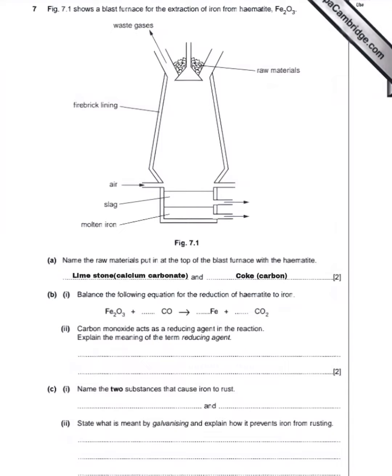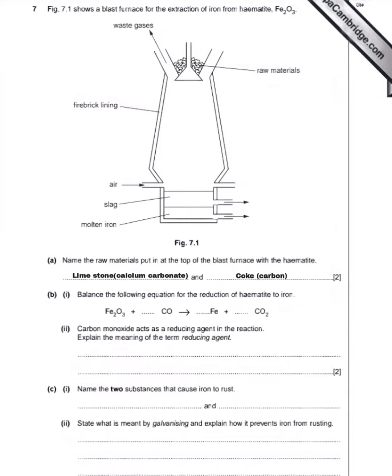Then as for B, Roman numeral 1 says balance the following equation for the reduction of haematite to iron. So we have iron(III) oxide reacted with carbon monoxide. Then what is being produced here is iron plus carbon dioxide. Yes. Now let me start with iron.